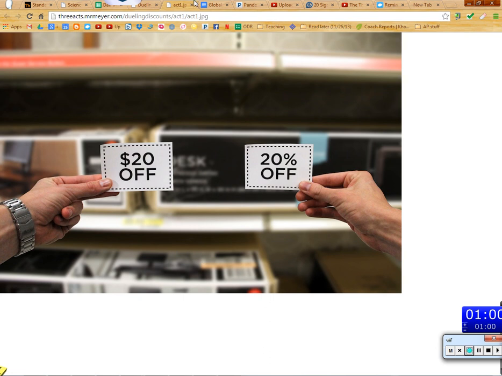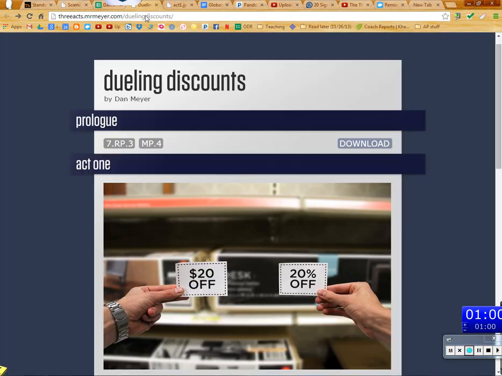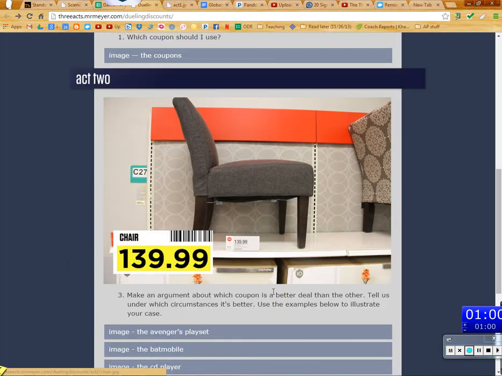Okay, how about this price? If it's below 100... $20. Yeah, there it is. How about this price? Below 20%. 20%, not $20? Yeah.